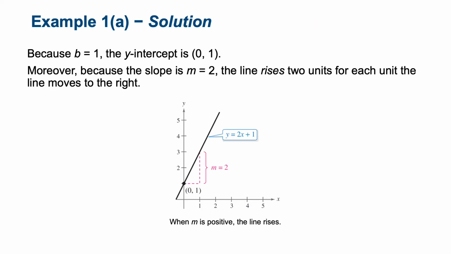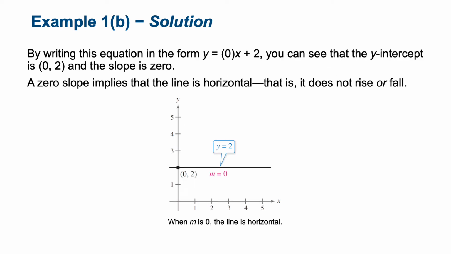So for example 1, we have here y is equal to 2x plus 1. We have the y-intercept at 1, so here at (0, 1). And the slope is 2, so you rise up 2 over 1. So that's rise over run, okay? All right, so if you drew a line going this way, then that's correct. So for the second one, y is equal to 2, no x, so that's 0x. If you write it in this form, you could see that the y-intercept is (0, 2), so right here, and that the slope is 0. Okay, so 0 slope means that the line is horizontal, it does not rise or fall.